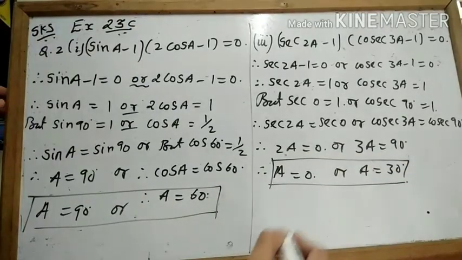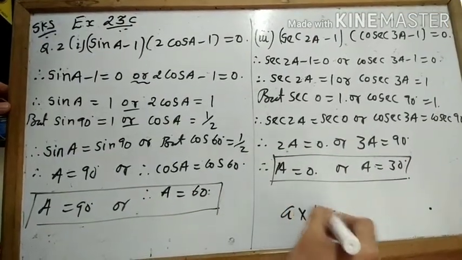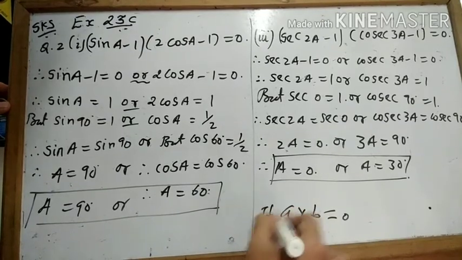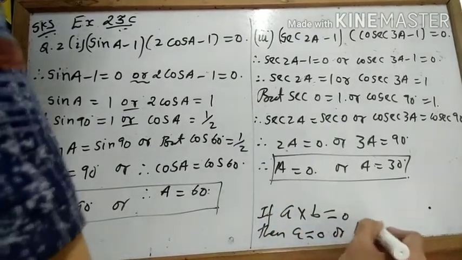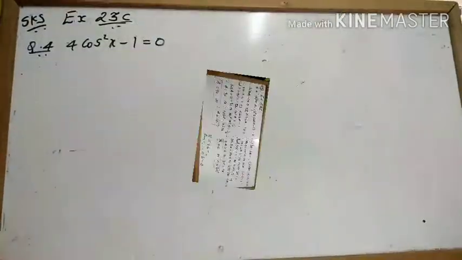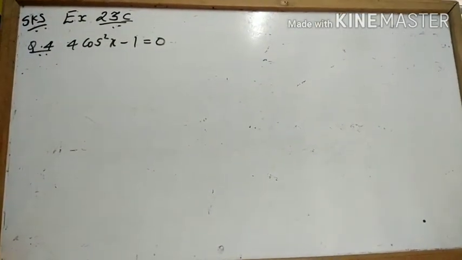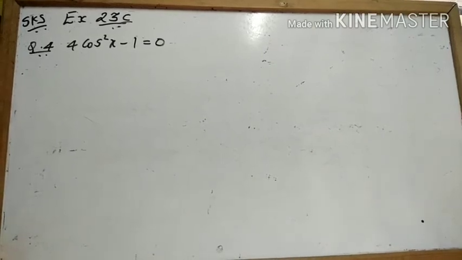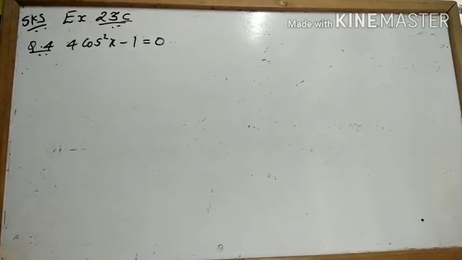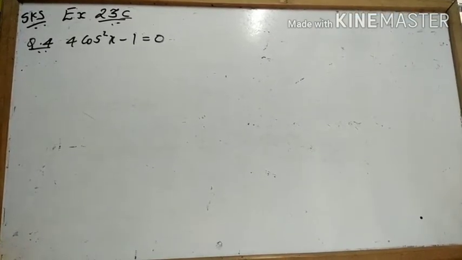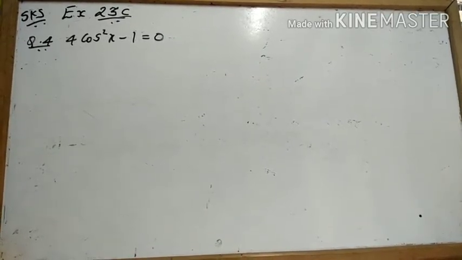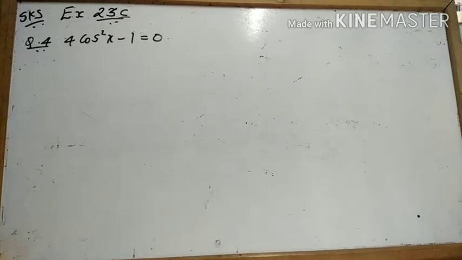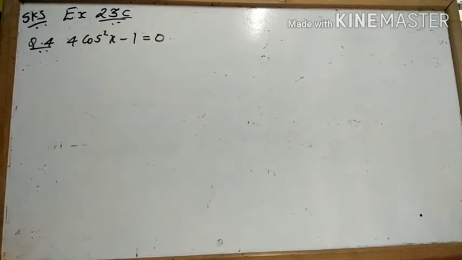The new concept which you have learnt is if a into b is equal to 0, then either a is equal to 0 or b is equal to 0. We shall see question 4 of exercise 23C now. They are given 4 cos square x minus 1 equal to 0, and we are supposed to find out a few things. What I'm going to do is find the value of x first. How can we find out the value of x, that we shall see.